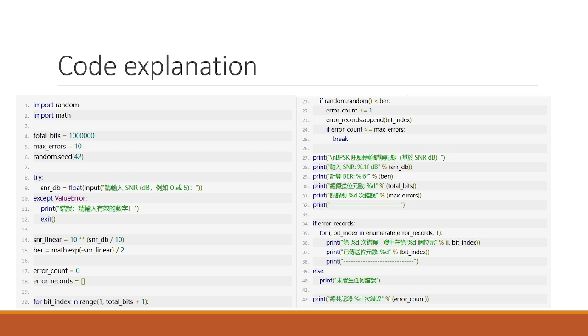We'll set up two things: a counter for errors and a list to remember where errors happen. The main part uses a for loop to go through all 1 million bits one by one. For each bit, we roll a random number. If it is less than the error chance, we say, oops, it's an error, and add 1 to our error count. Then we save the bit number where the error happened, and stop after 10 errors.